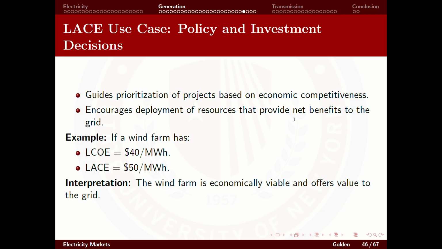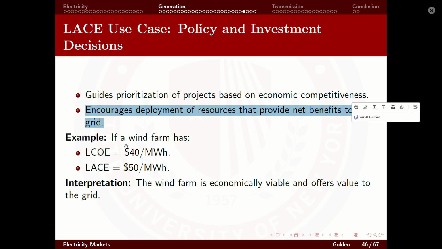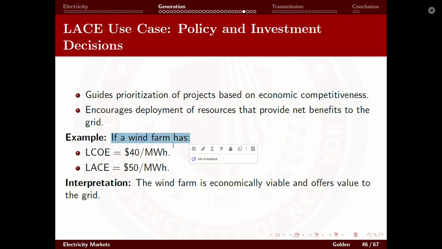LACE and LCOE use case: policy and decisions. So this encourages the deployment of resources that provide net benefits to the grid. So if the wind farm has a $40 per megawatt hour LCOE and a $50 per megawatt hour LACE, it's economically valuable, offers value to the grid, and you should do it.